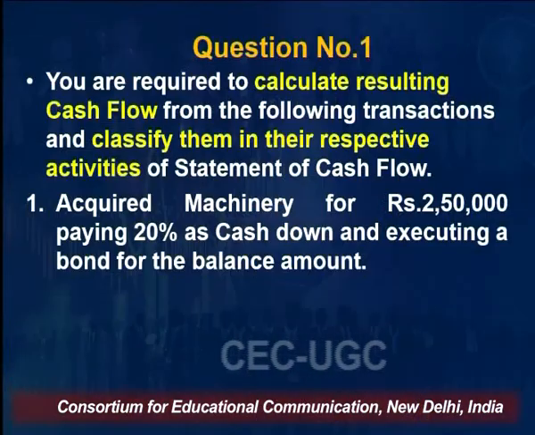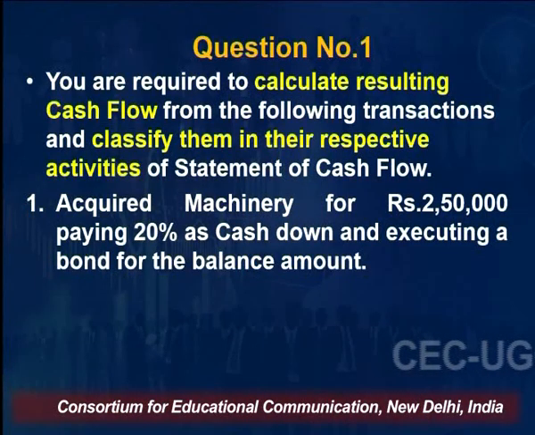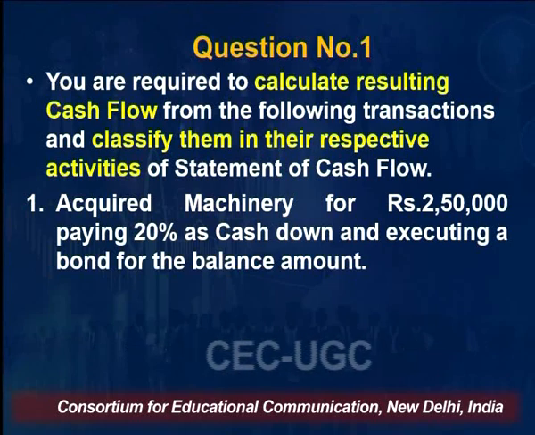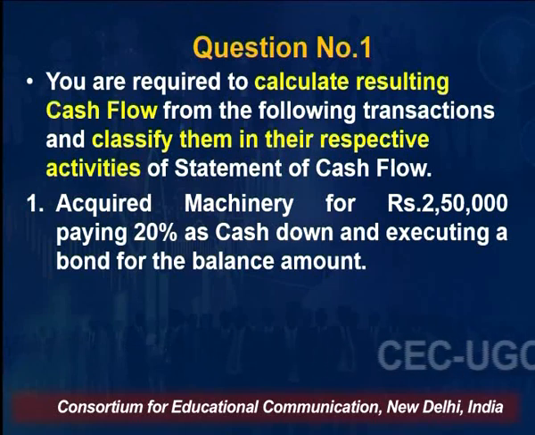So the first transaction is that the company has acquired machinery for rupees 2,50,000, paying 20% as cash down and executing a bond for the balance amount. If you look at this transaction, it is very simple. The company has acquired a machinery of rupees 2,50,000. Apparently it seems that there is a cash outflow of 2,50,000, which is not so. 2,50,000 is the cost of machinery, but the company has paid only 20% as cash down, and the remaining is being paid via execution of a bond for the balance amount. So obviously that is not involving cash.